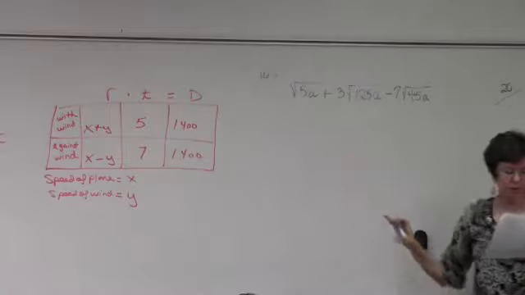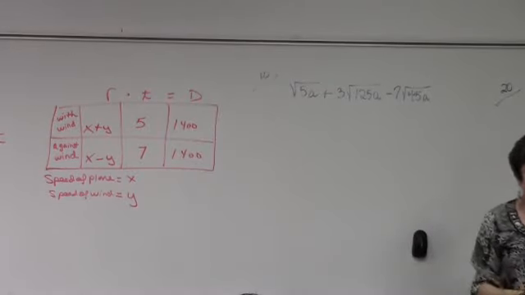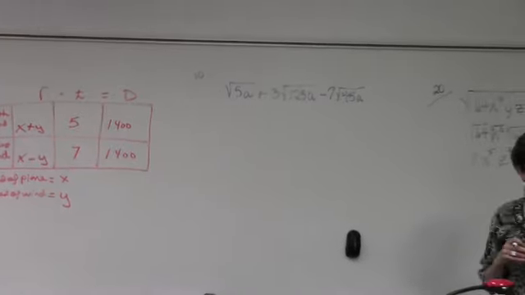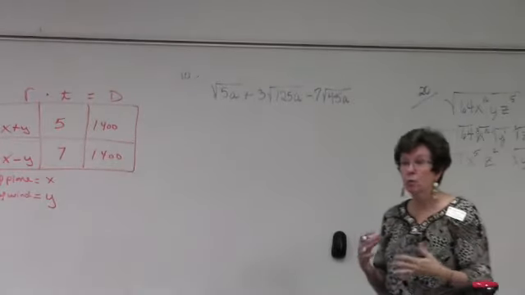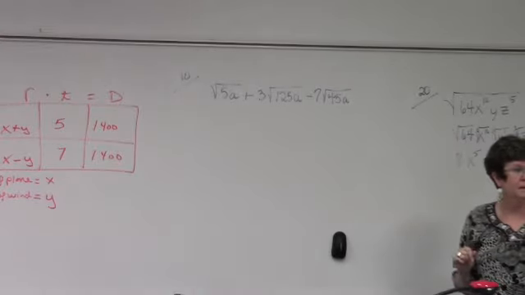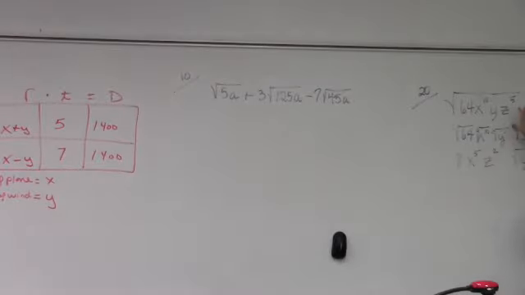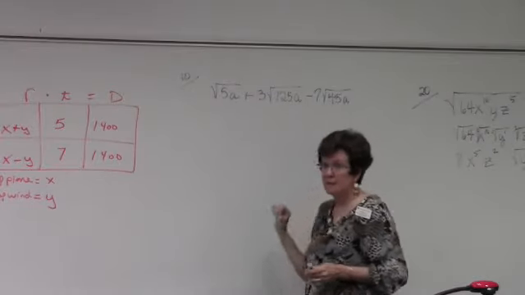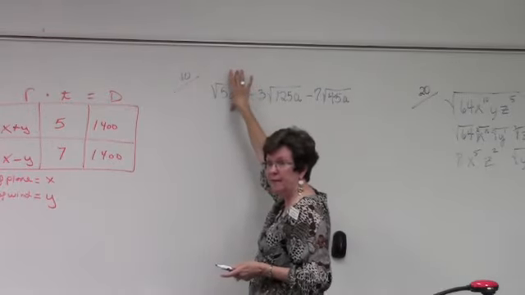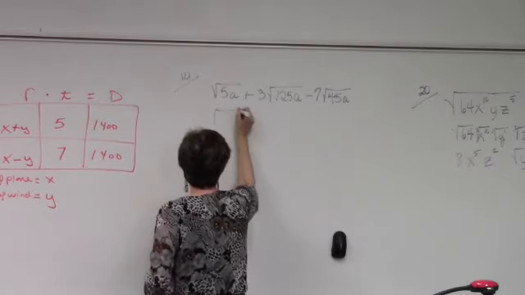All right, so the instructions on problem number 10 say combine the following if possible. Now, this is addition and subtraction. In order to combine radicals, what do you have to have? The same radical, like radicals. Okay, so when you look at this problem, you might think, can't do anything with that. But remember what we did over here? We simplified. We want to do that with these radicals and see then what we have to work with. Can you simplify square root of 5a? No. So we'll keep that one.